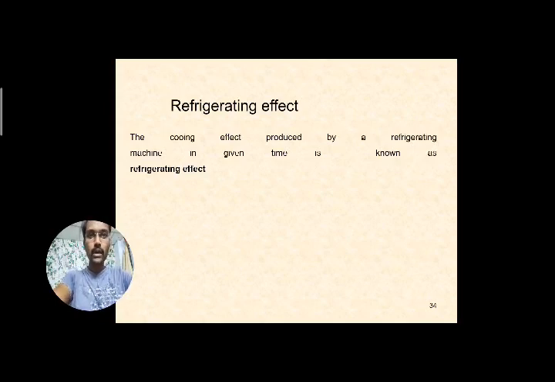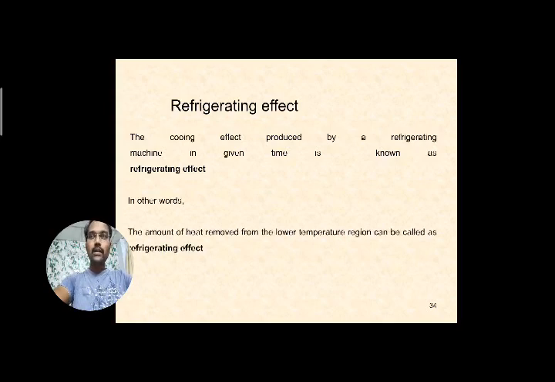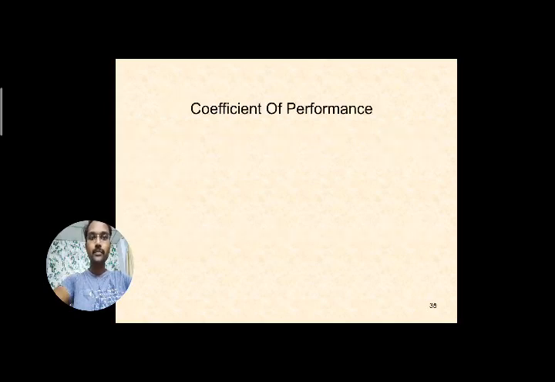Next, we will see other terms like refrigerating effect, which we can also call the cooling effect. It is produced by a refrigerating machine. We already discussed this terminology in the first video lesson. The cooling effect produced by a particular refrigerating machine in a given time is known as refrigerating effect. In other words, it is how much heat is removed from the lower temperature region, just like the sink, and it can also be called the refrigerating effect or cooling effect.